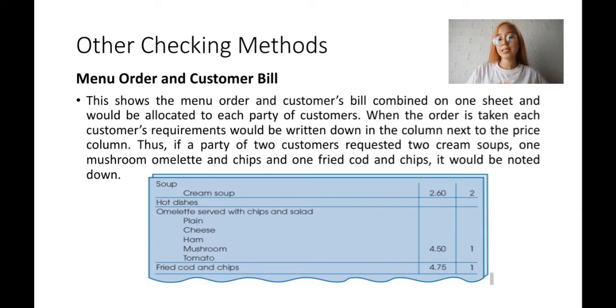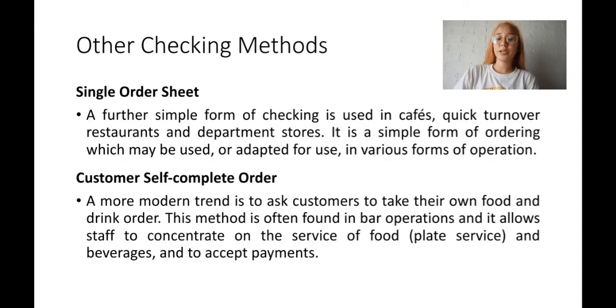So, dito, sa iisang bill is magkakasama na kung ano ba yung order ng customers, kung ilan yung quantity ng order nila, and yung price niya. So, as you can see sa picture below is magkakasama na lahat sa iisang bill. So, next is single order sheet. So, is usually ginagamit siya sa mga cafe, quick turnover restaurants, and sa mga department store. So, usually, yung menu nila is limited lang.